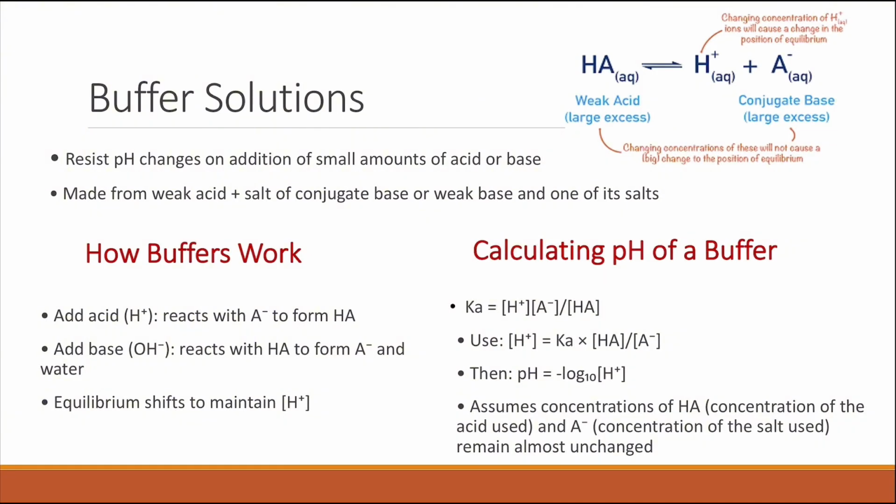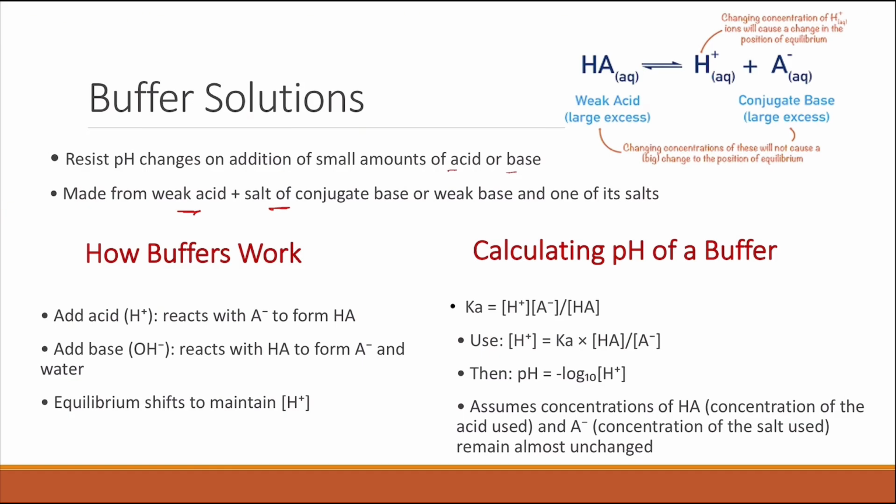Finally, when we talk about pH, we have to talk about buffer solutions. Buffer solutions resist the pH change on addition of a small amount of an acid or a base. So what is a buffer solution and how is it made? It's made of a mixture of a weak acid and a salt of the conjugate base of that weak acid, like acetic acid, or ethanoic acid, and sodium ethanoate, for example, or it can be a weak base and one of its salts, like ammonia with ammonium chloride, for example.